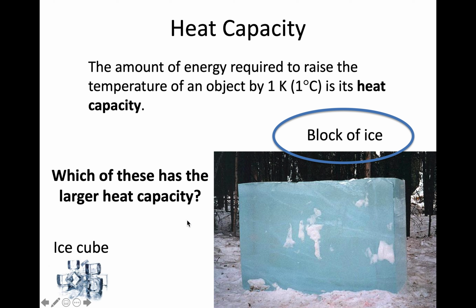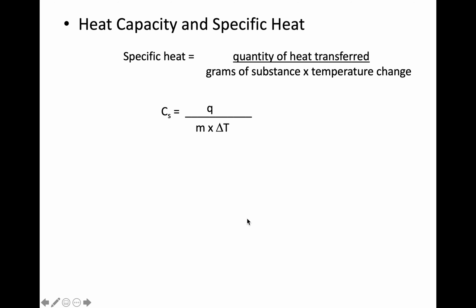But it seems like then we should be able to scale it. If they're both the same substance, how do we make sense of it then? That's what the specific heat is. The specific heat is defined as a quantity of heat transferred. And now notice it's scaled by the grams of the substance that you have, that's the mass, and the change in temperature.